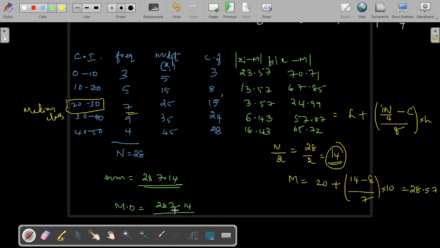Now you have to substitute in the formula for mean deviation. 287.14 divided by total frequency 28. So this gives you the value around 10.255. So this is how the data is scattered about the median. You can find out the mean deviation about mean also for the same data. Then you can check which is the best method. So this is how we calculate mean deviation for the given data.